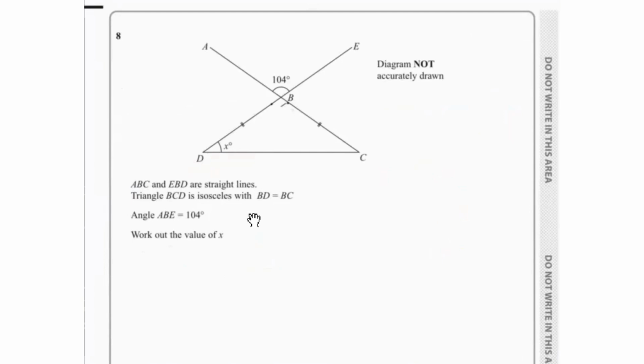Then it says ABC and EBD are straight lines. Triangle BCD is isosceles with BD equals to BC. Angle ABE is 104. Work out the value of x. So if this is 104, this would also be 104 because they are vertically opposite angles, and vertically opposite angles are always equal. Now, BDC is isosceles because BD equals BC. So for x, we will do 180 minus 104 divided by 2 because this is also x. So that's going to give us 38 degrees as angle x.